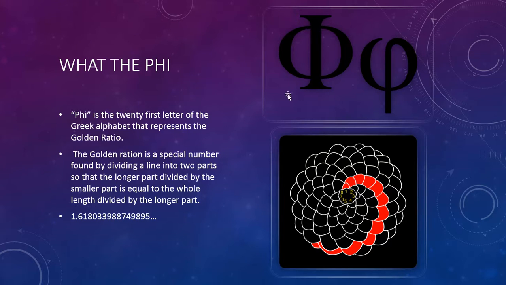An example of such is as follows. This picture right here is a perfect example of phi, or the golden ratio. And up here are the symbols representing phi.